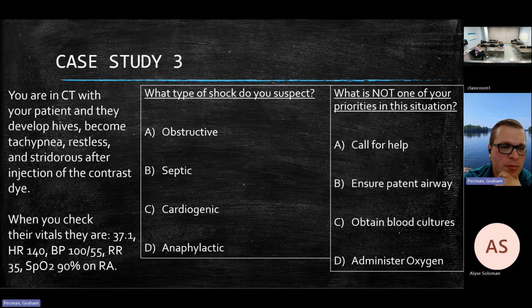So you're in CT with your patient, they develop hives, become tachypneic, restless, and stridorous after injection of the contrast dye. When you check their vitals, their temperature is 37.1, heart rate's 140, blood pressure is 100 over 55, respiratory rate's 35, and they're satting 90% on room air. What type of shock do you suspect this is? Anaphylaxis is the right answer.